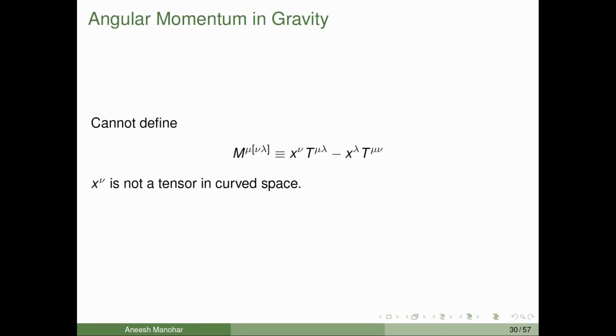And you cannot define angular momentum this way either, because x mu in flat space is a tensor, but in curved space, x mu is not, it's just a coordinate. It does not transform as a tensor. And so this object is not meaningless, but it's coordinate dependent. Different people using different coordinates would not agree on what the angular momentum is.